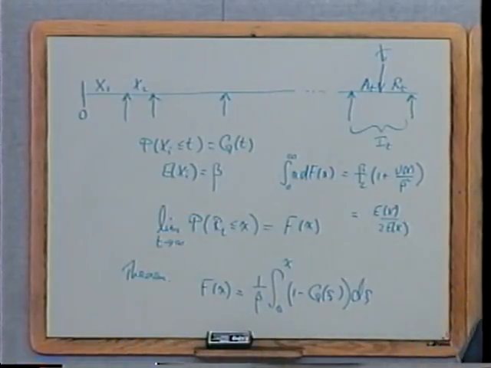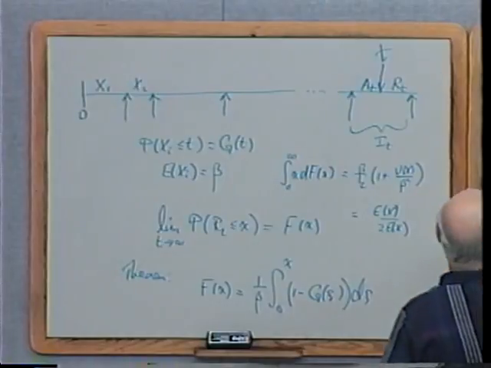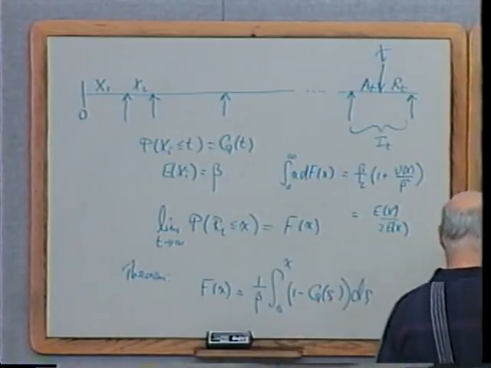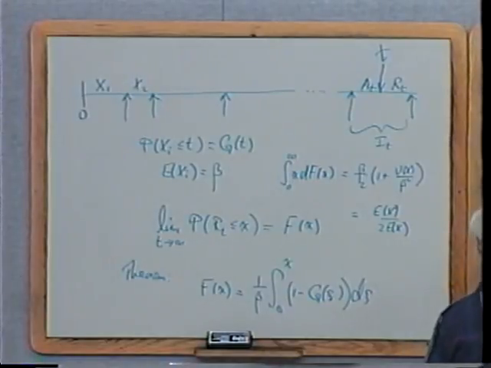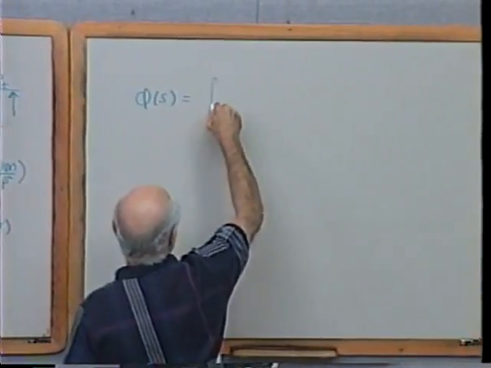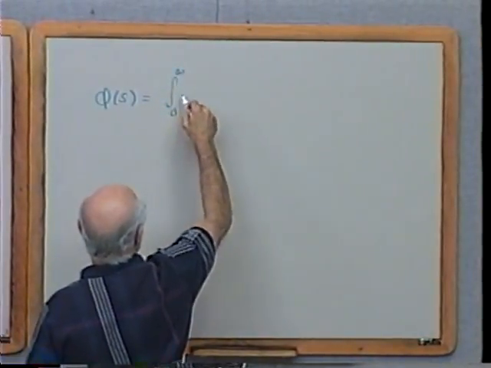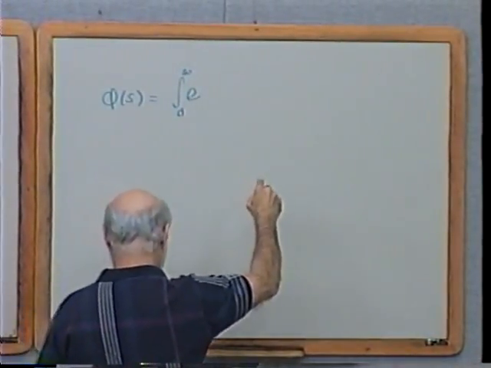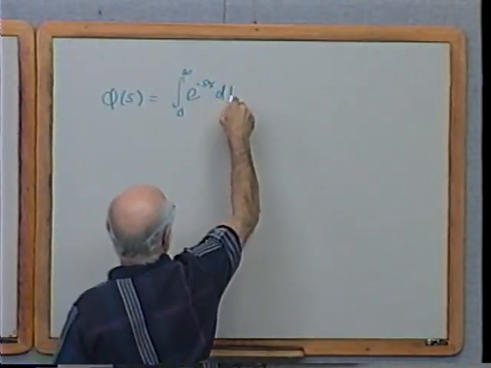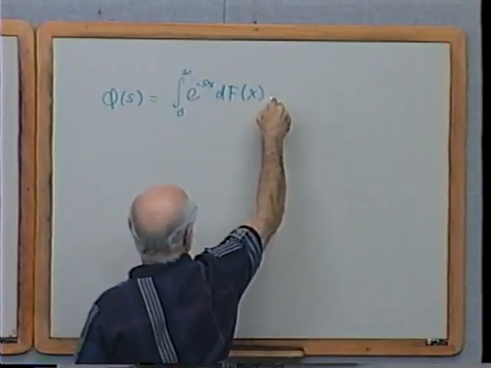Okay, so what I want to do is calculate phi of s, which by definition is the Laplace-Stieltjes transform of this thing right here. So that would be the integral from 0 to infinity of e to the minus sx df of x. That's the definition.